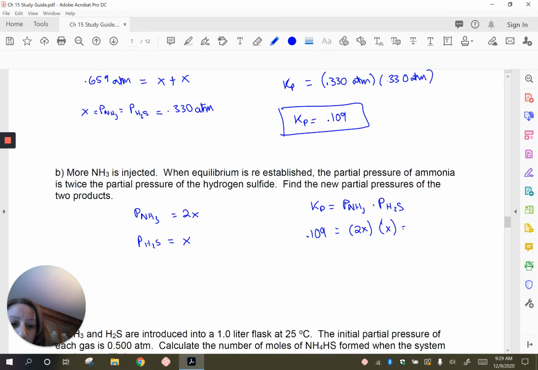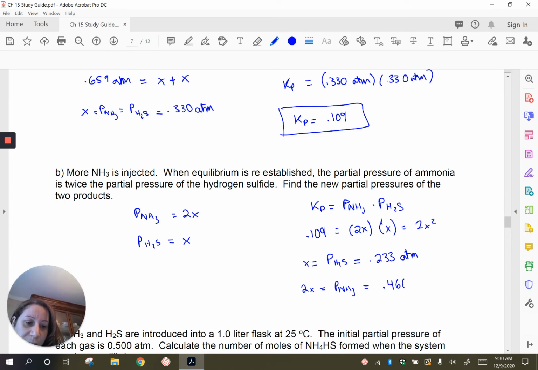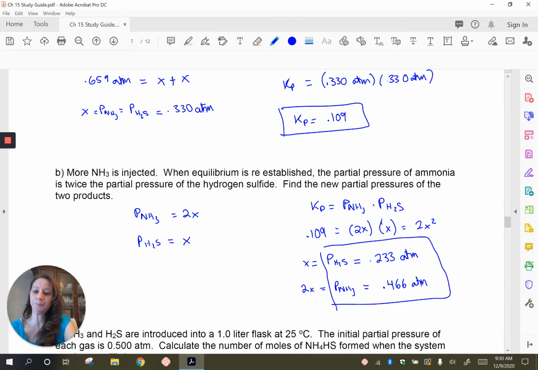So this is 2X squared. And so X, which is the partial pressure of the H2S, is equal to 0.233 atm. You need units here because it's the partial pressure. And then 2x, which is the partial pressure of the NH3, would be 2 times that, so 0.466 atm. And so those are our answers.